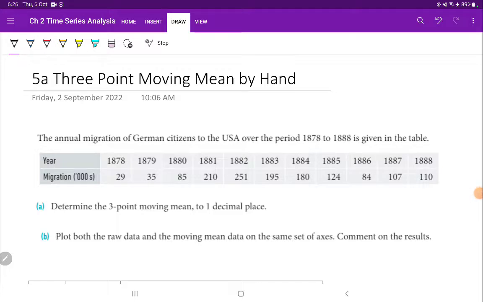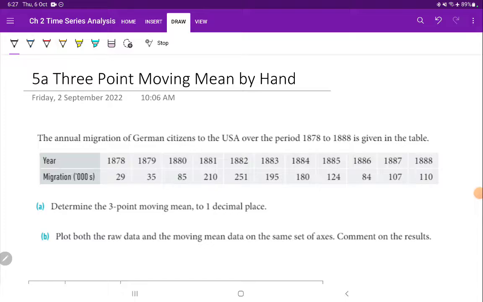And one way of doing that is basically by saying, well, if we take a broader range, rather than just looking at 1878 by itself, what if we looked at these 3 years together? Can we get an idea from those 3 years together, what's the behavior that's happening around that time? Now, the basic idea is that what we want to do is average the migration data. And because it's the 3-point, it means that we're doing it with 3 numbers. If we did the 5-point moving mean, we would take 1, 2, 3, 4, 5 numbers into it.